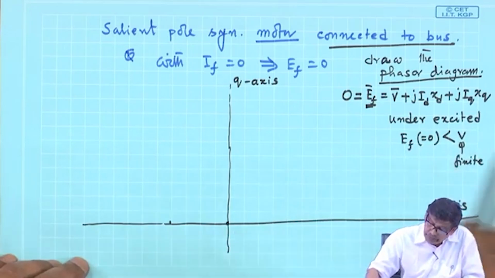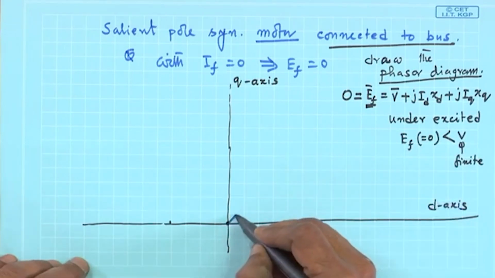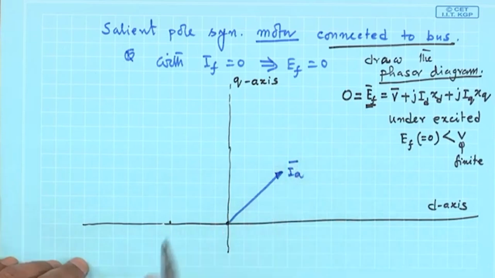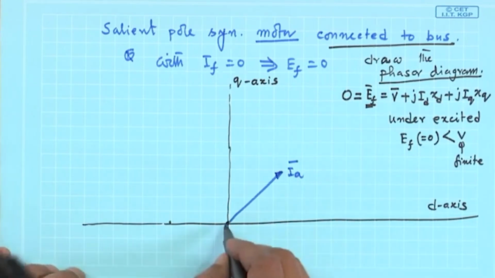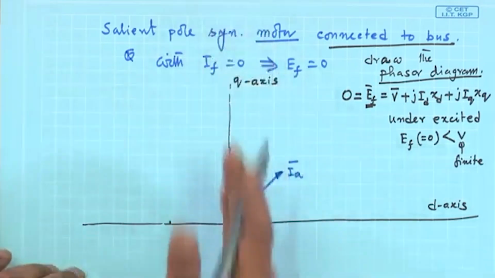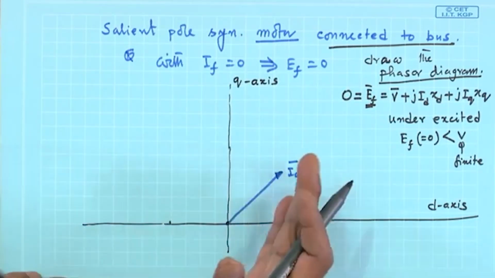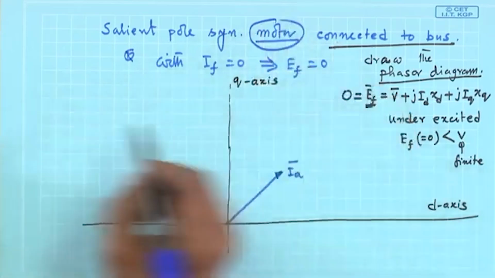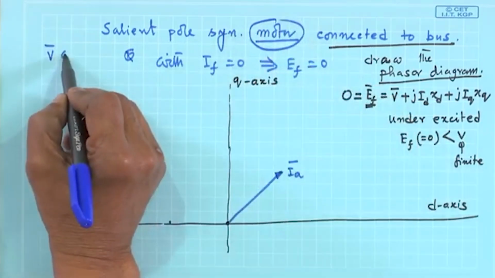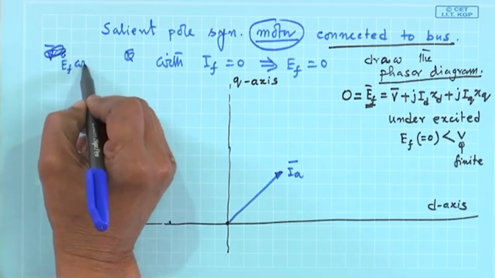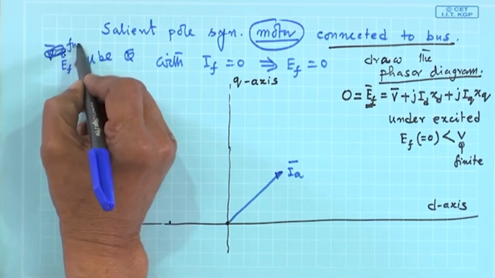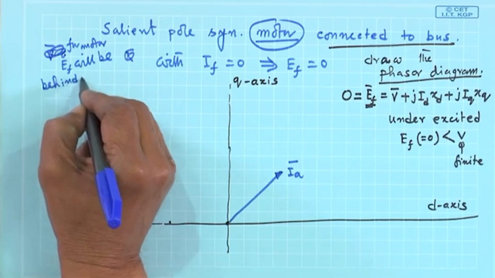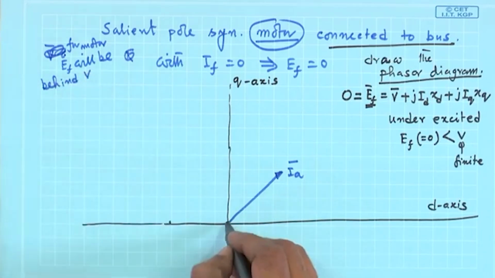Therefore, your armature current may be somewhere here. So, this is the line along which Ef lies. So, armature current lags that, and also it is a motor mode. In motor mode, Ef will be behind V. So, Ef is here.